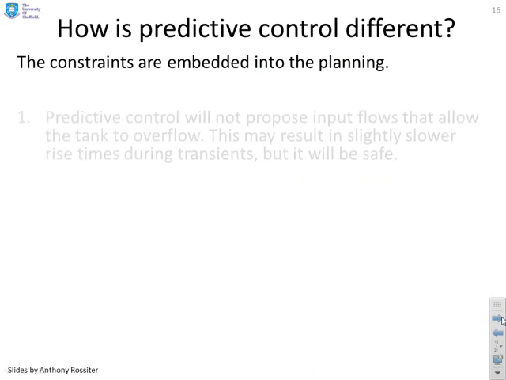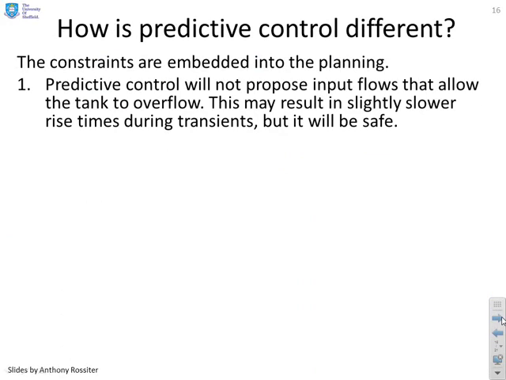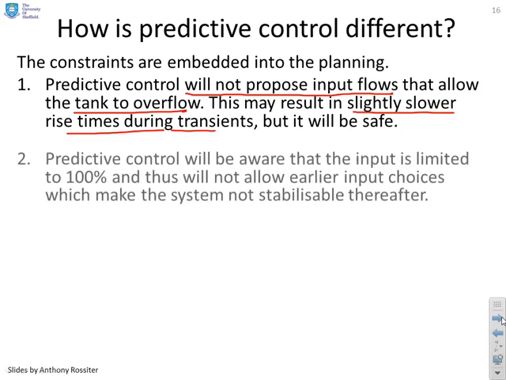So how's predictive control different? Well, the constraints are embedded into the planning. Predictive control will not propose input trajectories that allow a tank to overflow. Okay? And this may result in slightly slower rise times during transients, but at least it will be safe.